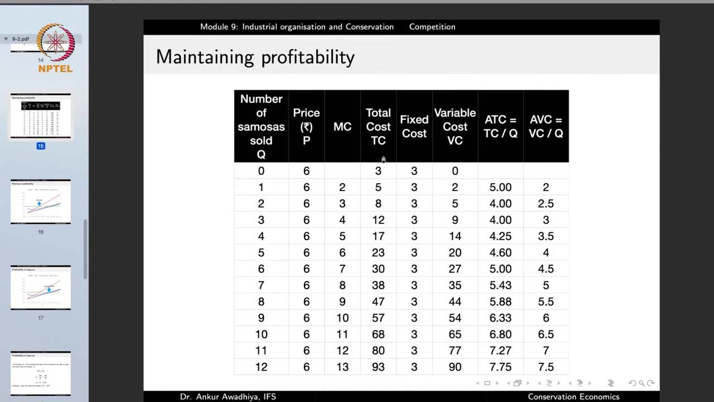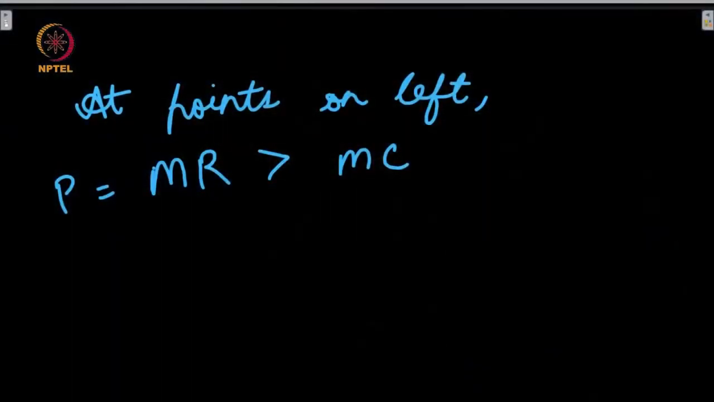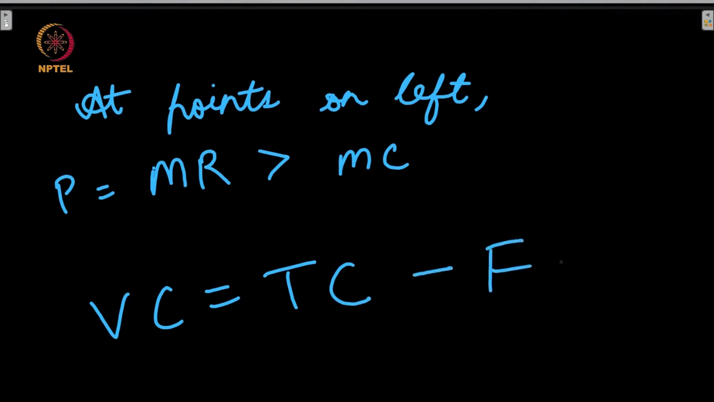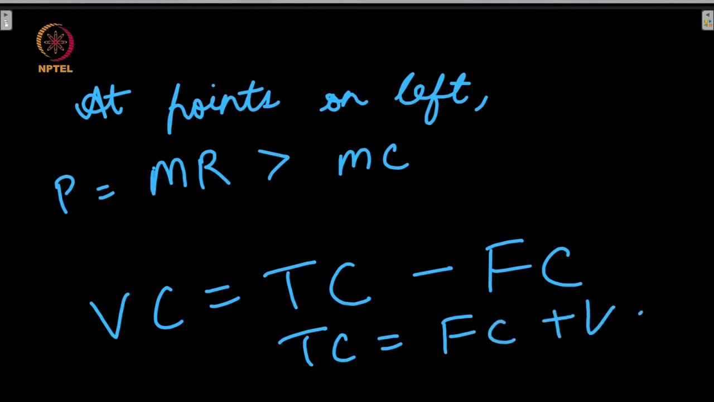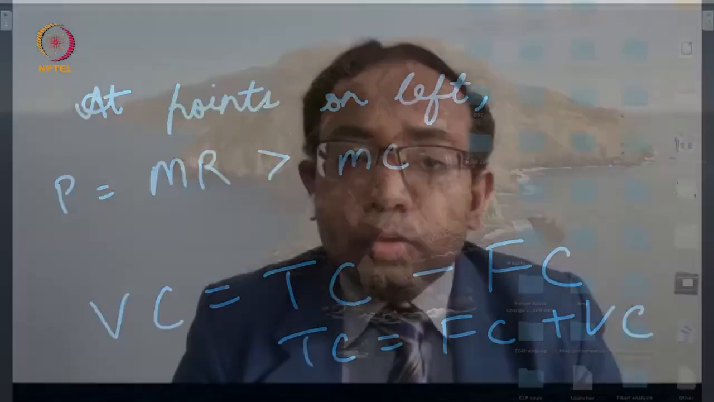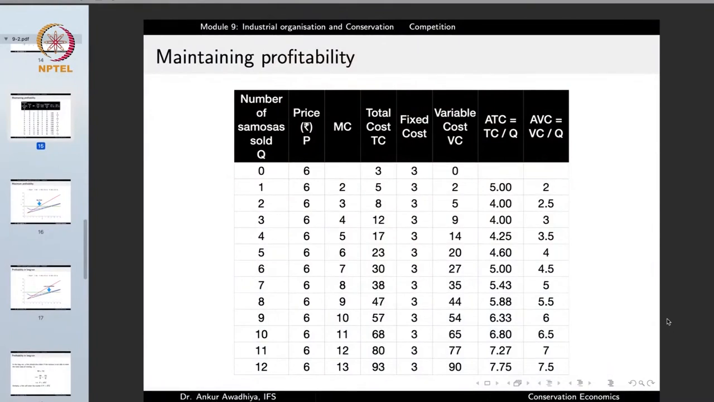Now, the difference between the total cost and the fixed cost will give us the variable cost. So for zero items, it is 3 minus 3 is 0. For one item, it is 5 minus 3 is 2. For two items, it is 8 minus 3 is equal to 5. So we can compute the variable cost. And variable cost is equal to total cost minus the fixed cost. And this is because total cost is fixed cost plus variable cost. So we can compute the variable cost in this manner.